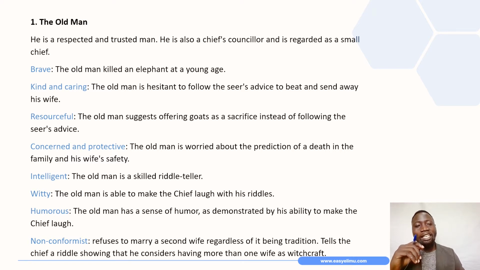So remember, in the story, the names of the characters are based on how they are described. For example, we have the old man, who is described that way simply because of his age. We also have the old man's wife, the chief, and the scouts. So the names are general. They have used descriptions and titles to identify the characters.